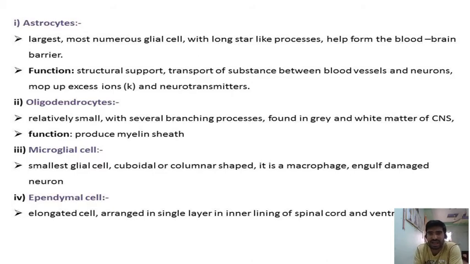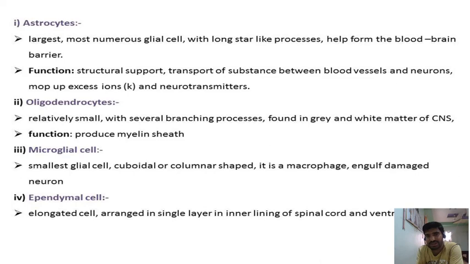The astrocytes are the largest and most numerous glial cells. They are star-like and help form the blood-brain barrier. Their function is structural support and transport of substances between the blood vessels and neurons.